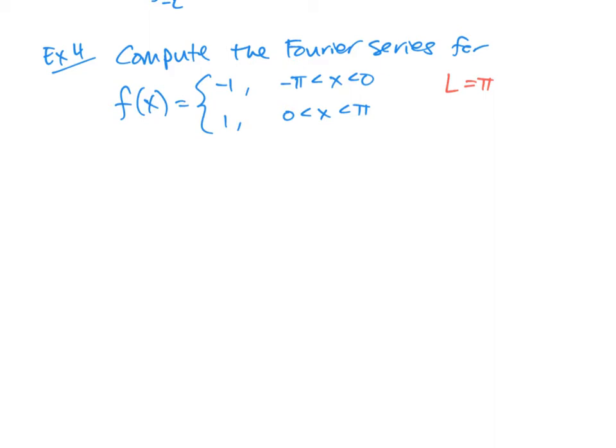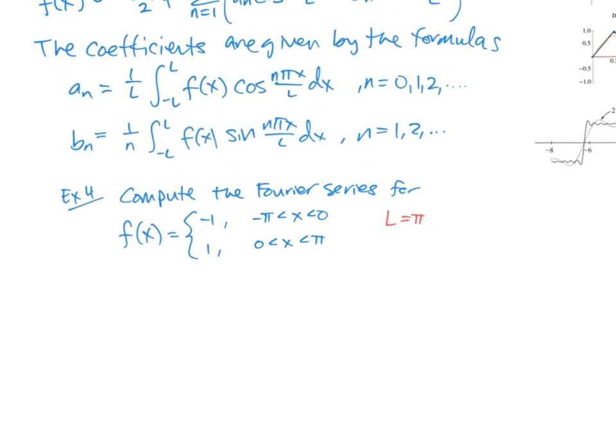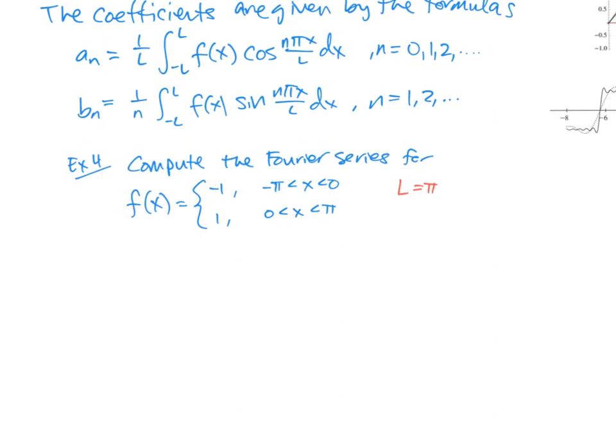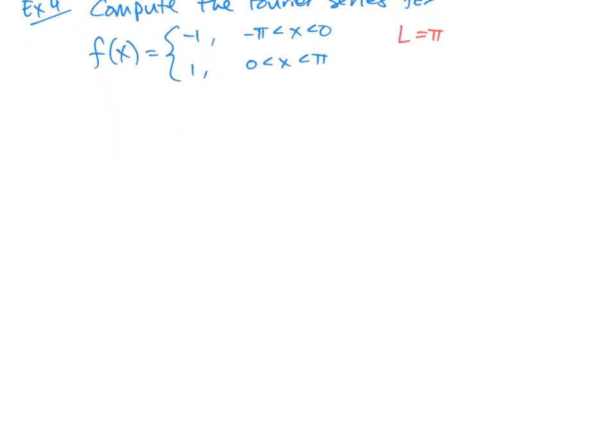Now, all we have to do is compute our coefficients, and we have our formulas up here. So let's think about the an first. Actually, let's draw our function just so that we have a good grip on it. We're going to go from negative pi to pi, and then negative 1 and 1. We don't really care what's happening at the endpoints because when we integrate, they just don't matter.